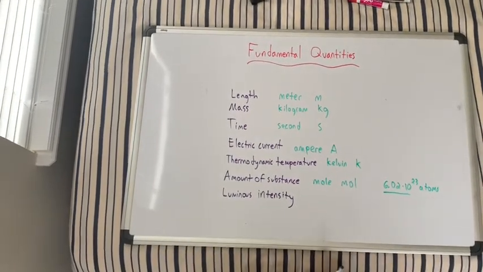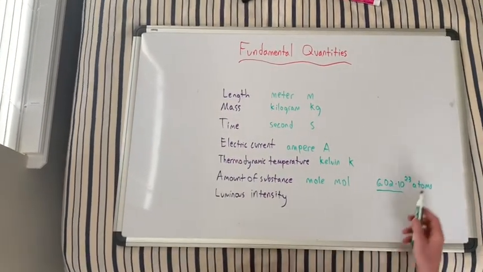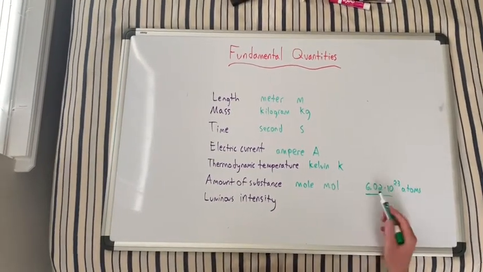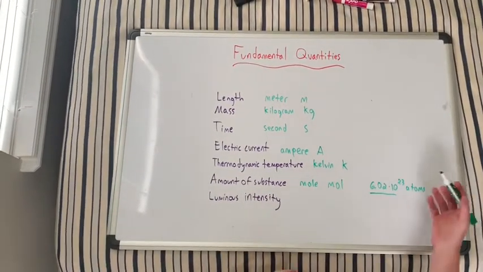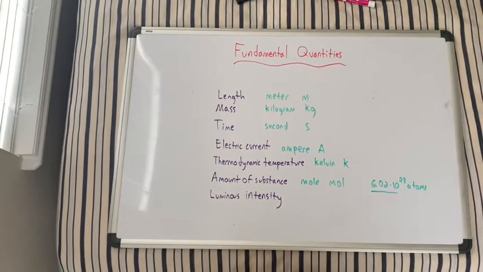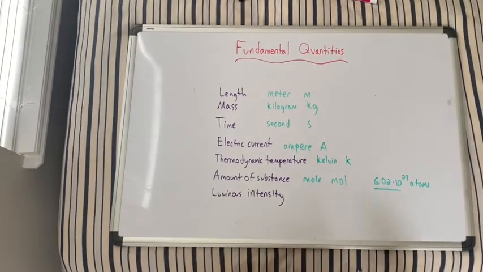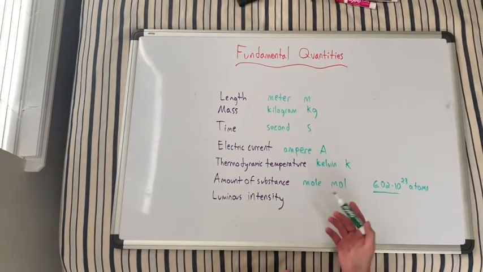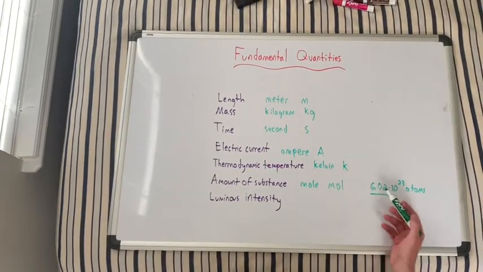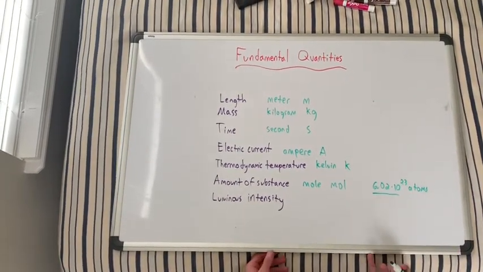So if you say, I have 2 moles of something, it means you have 2 times 6.02 times 10 to the 23rd atoms. So you can think of it as saying like, oh, I have a dozen of something, kind of like how we say a dozen meaning 12. A mole is the same way. A mole means 6.02 times 10 to the 23rd of something.